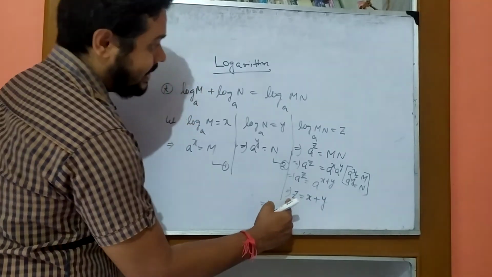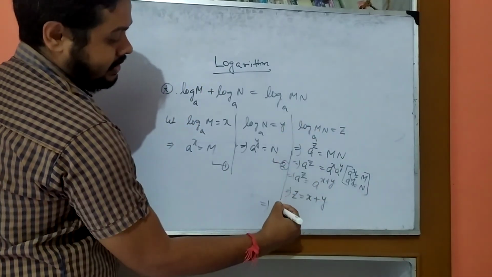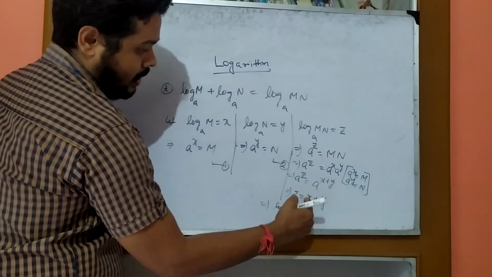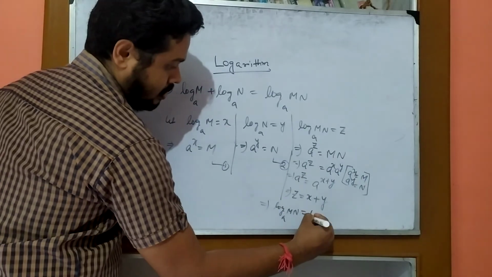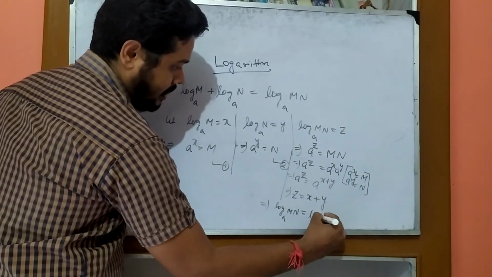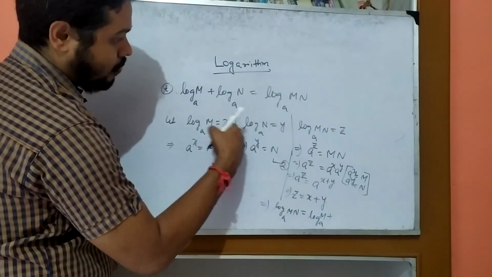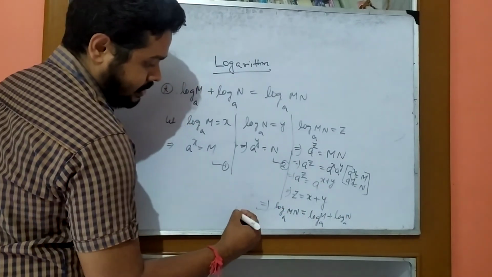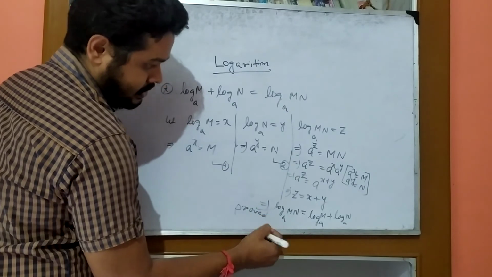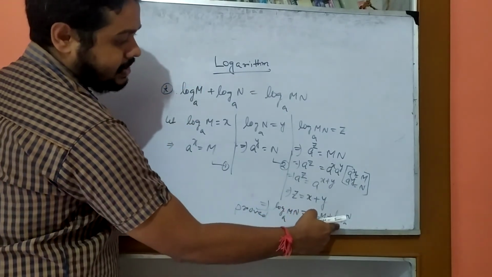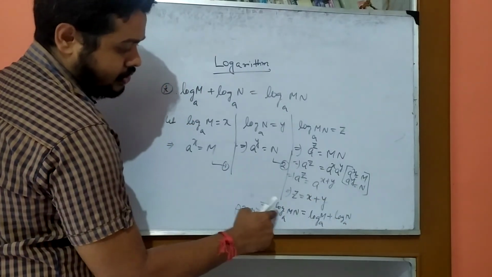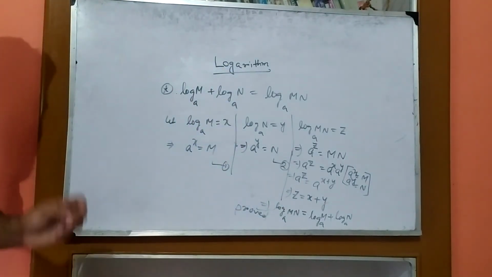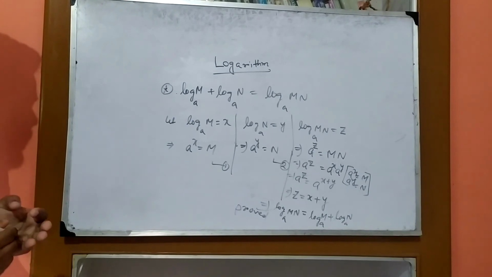Now what is z? z is logarithm mn base a. And what is x? Log m base a. And what is our y? Log n base a. So hence proved. See, log m base a plus log n base a equals log mn with base a. In this way we can prove all the formulas.